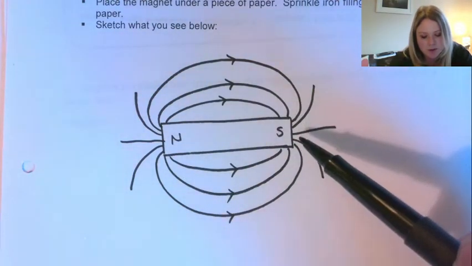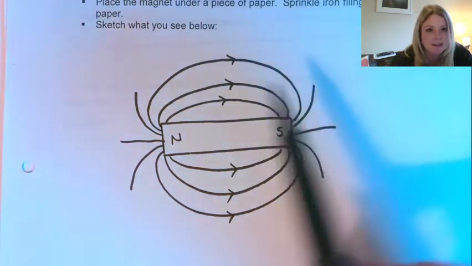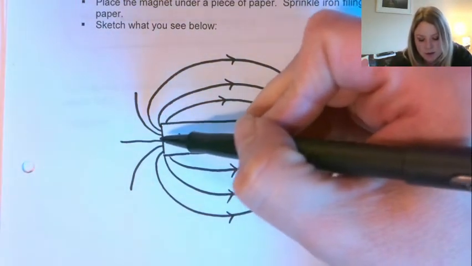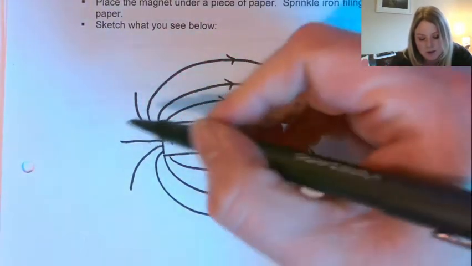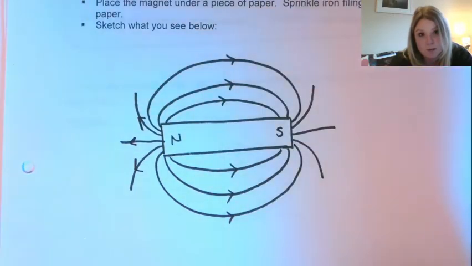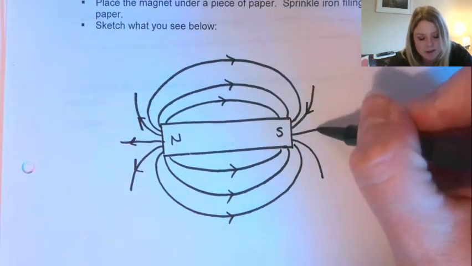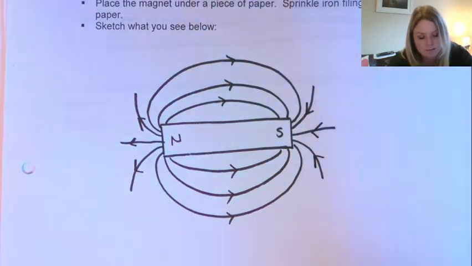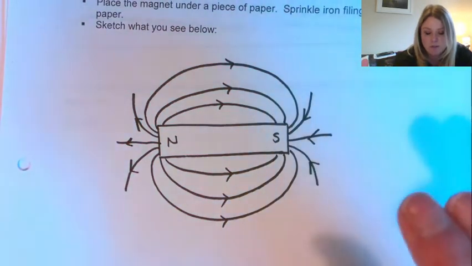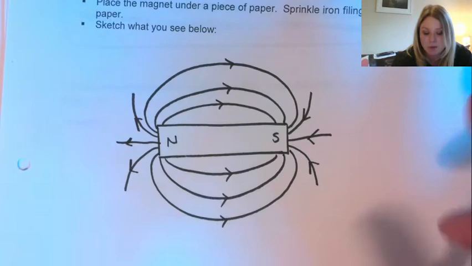So from north to south. So never be thinking left to right or up to down or anything like that, because it's going to change. Because look, out of north and into south means these ones are pointing the other way. So just be careful. It's so easy to make a silly mistake. So out of north and into south. Okay, so pause, get that drawn in as neat as you possibly can.